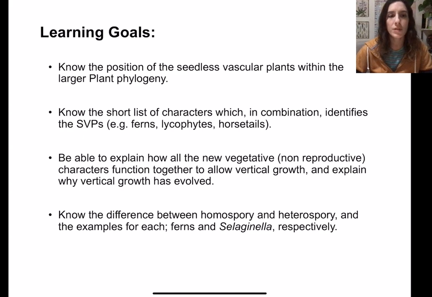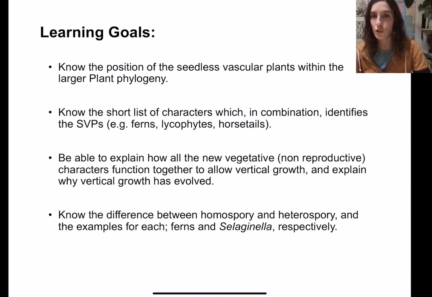And then we're also going to know the difference between homospory and heterospory, and the examples for each, namely Selaginella, which is a genus, and the ferns. Sorry, I said that backwards.